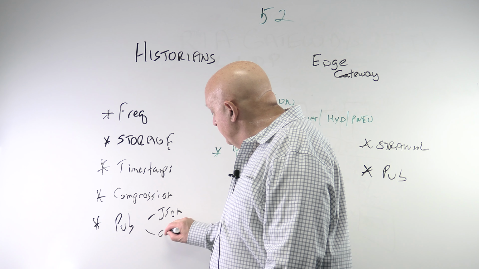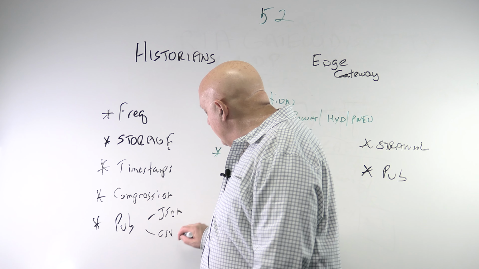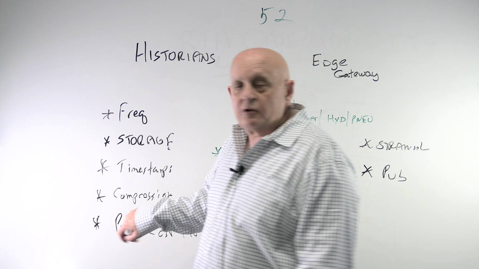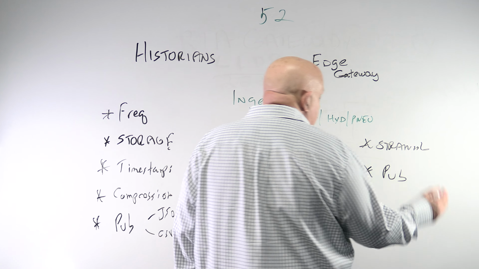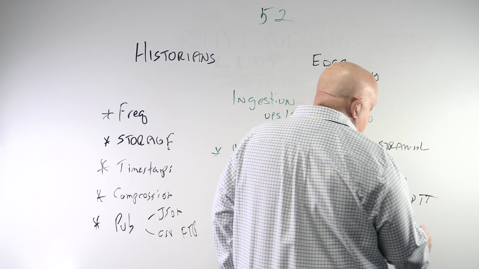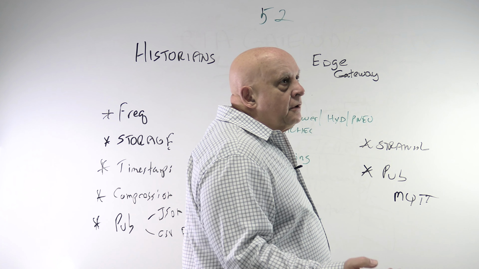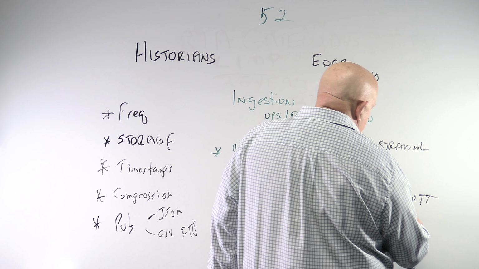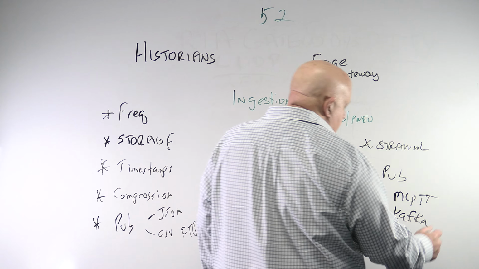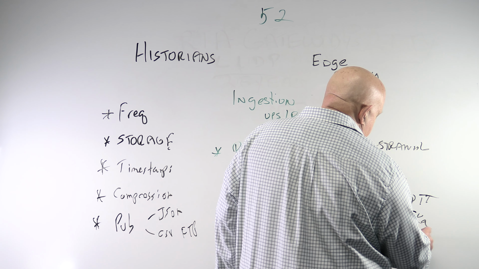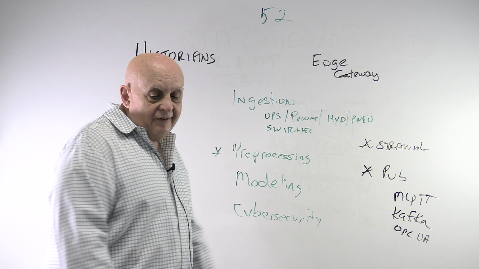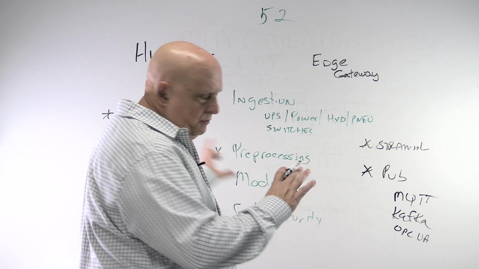You could send out a CSV file. You could FTP the CSV file. There's all sorts of ways that historians publish, and that's typically going to be different than how this is going to publish. This is going to publish on MQTT, and there's Kafka, another way of doing this. There's OPC UA. There's a whole different ways of publishing in an edge gateway. So those are kind of the differences between the two of them.